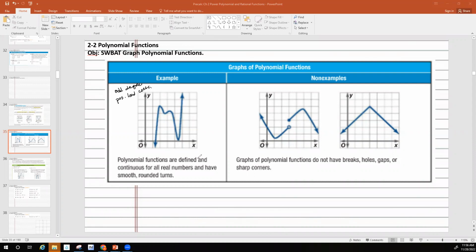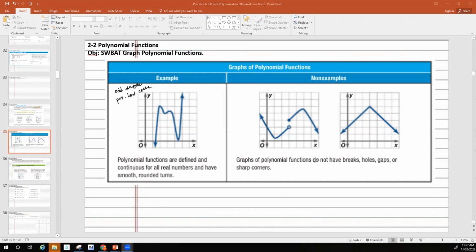So polynomial functions are defined and continuous. So there's no hole anywhere. It all just goes from left to right. There are no breaks for all real numbers, and they have smooth rounded turns. So notice how those turns are nice and smooth. It's not sharp like an absolute value.